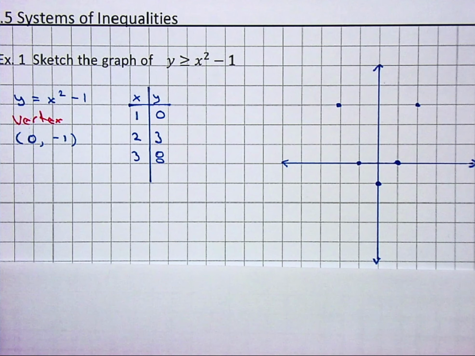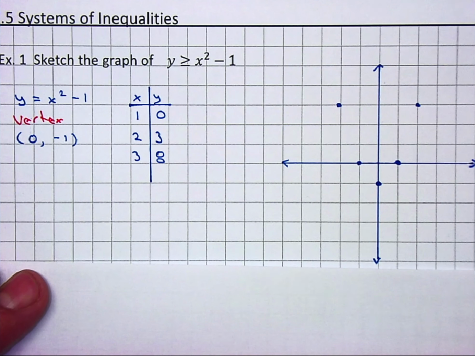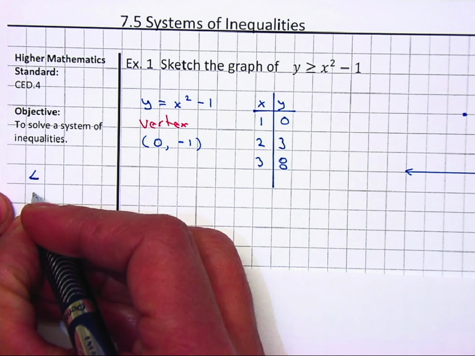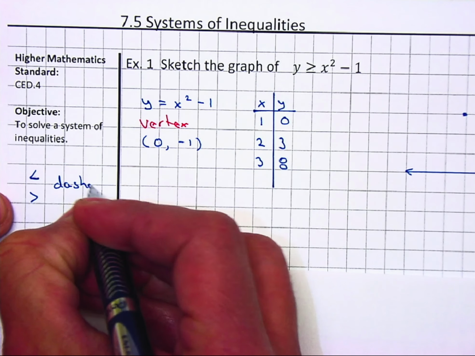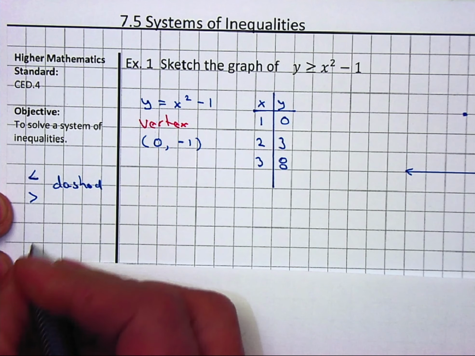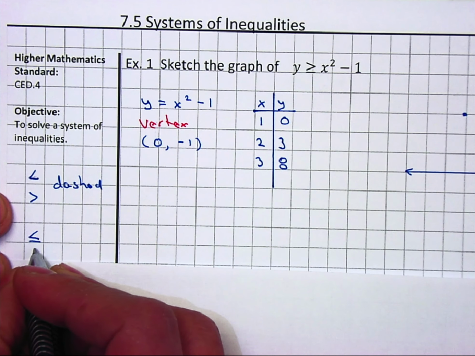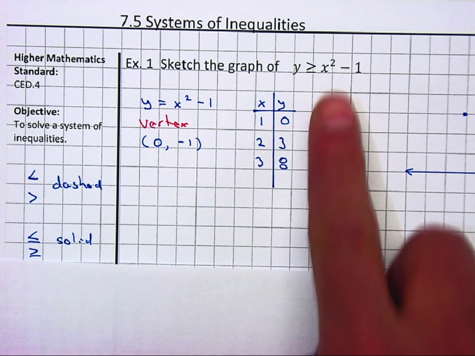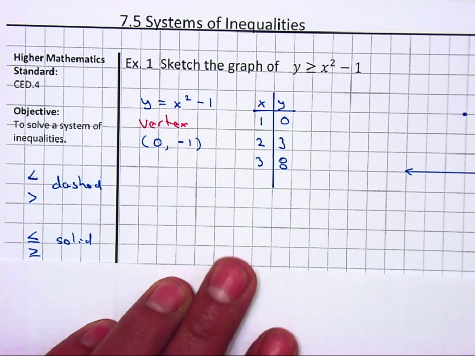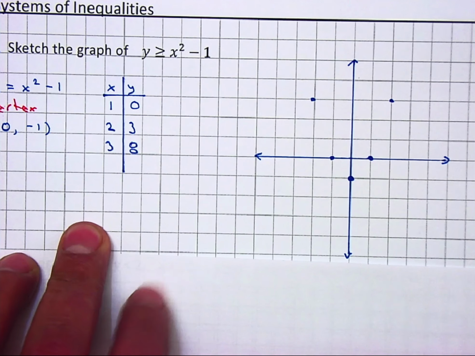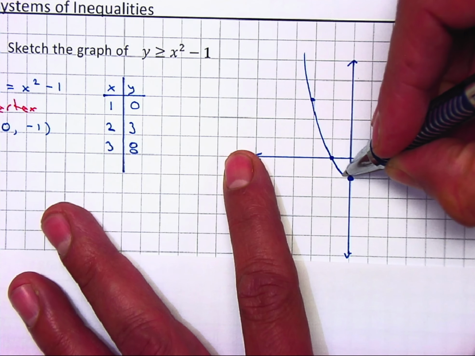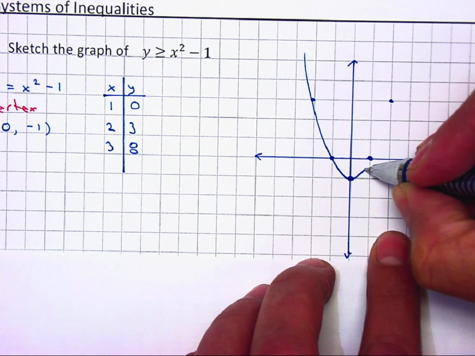Now, one of the things that you have to remember is that whenever you graph inequalities, you check whether your boundary line is solid or dashed. If it's less than or greater than, it's going to be dashed to indicate that the points on the line are not solutions. Less than or equal to, or greater than or equal to, is going to be solid. So in this case, this is going to be a solid line. And you want to make a parabola, not a V. I'm going to round it and go through my points.